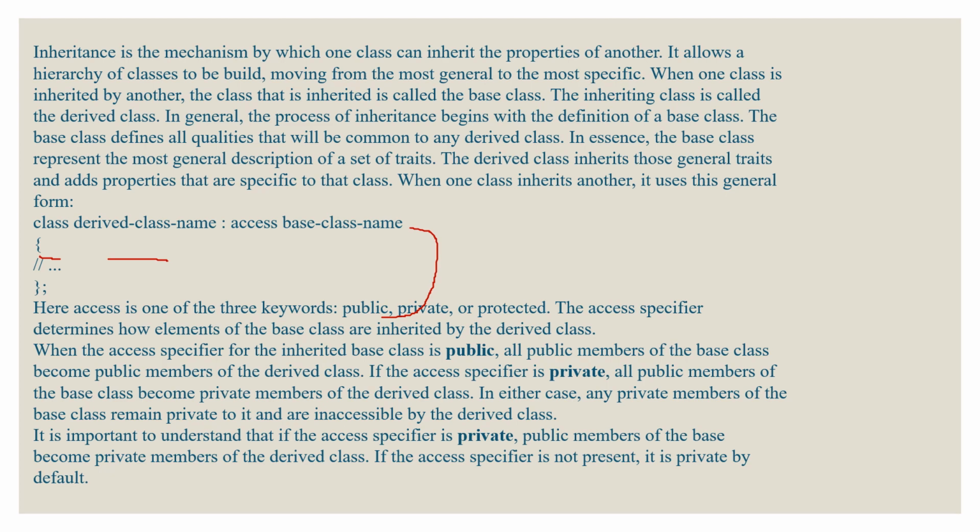And after that we will use a colon and then the access specifier. As I told you earlier, we have access specifiers: public, private and protected. We already did this, you can see the previous video lecture. And in access we will use either public, private or protected. So if we are writing public here for example, then public and the base class name, that means the class which is already there.